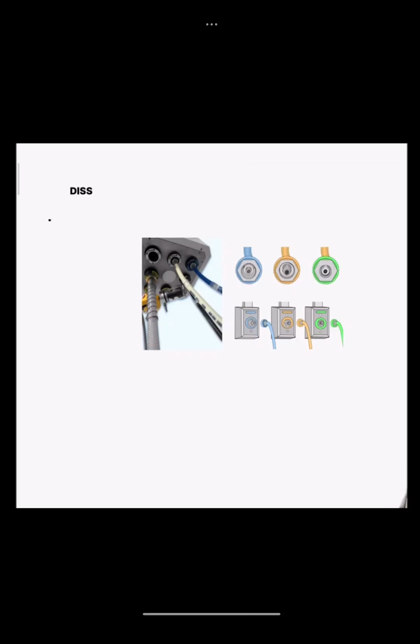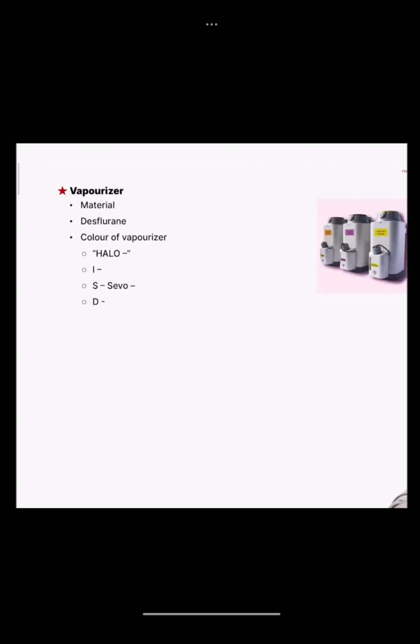That is, I cannot take an oxygen pipe and try to push it into the vacuum port. It won't go at all. Why? Because the DISS system prevents that wrong attachment. DISS is nothing but the diameter index safety system.